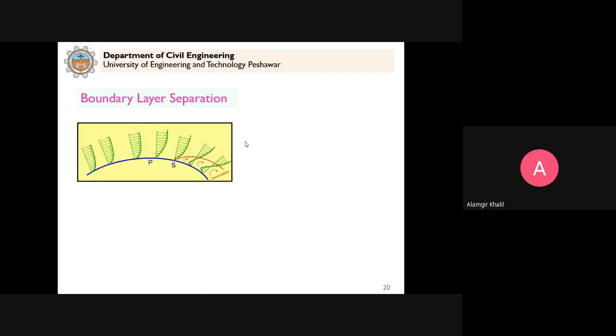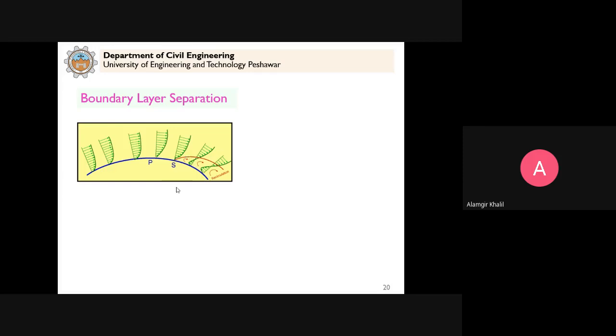For boundary layer separation, as you can see here, on this curved surface the fluid will flow past the surface of the body, but you can see here that at this point S, the velocity is 0 here. Clear? The velocity is 0 here in the sense that the velocity gradient is 0.